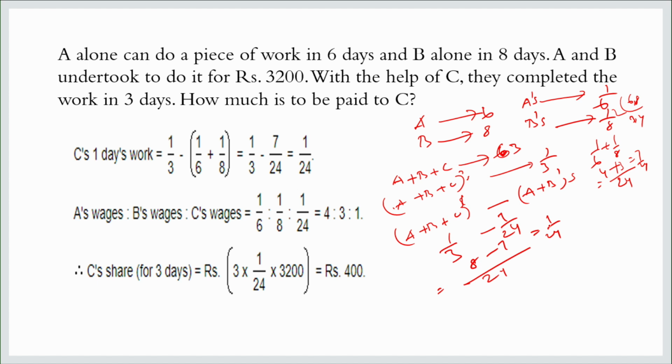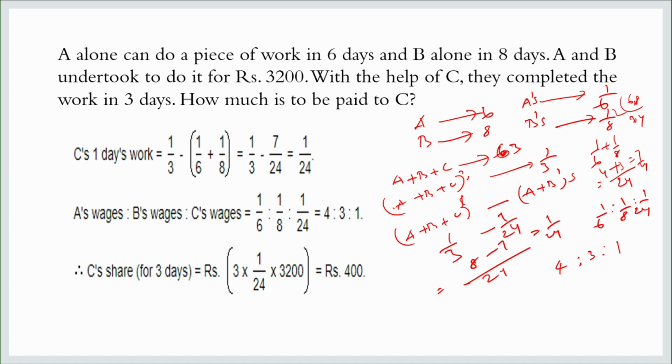So, A's work is 1 by 6, B's work is 1 by 8 and C's work is 1 by 24 in one day, correct. Or you can multiply with 24: this is 4, this is 3, this is 1, which means the ratio is 4 is to 3 is to 1, correct.